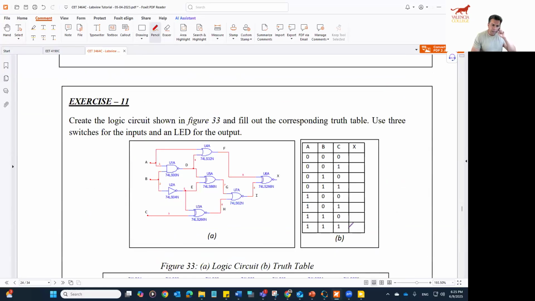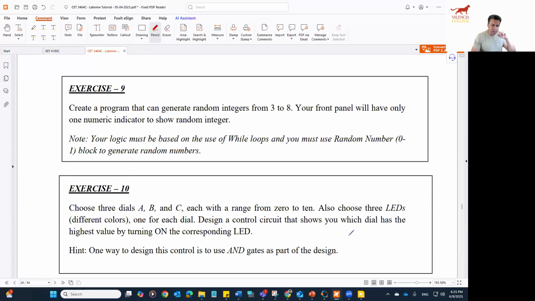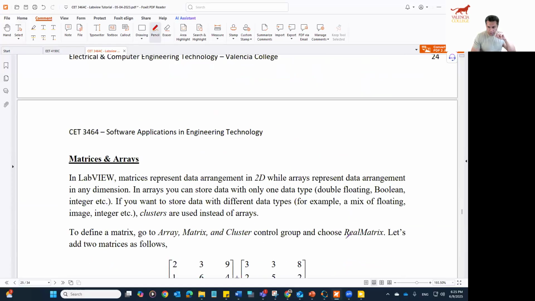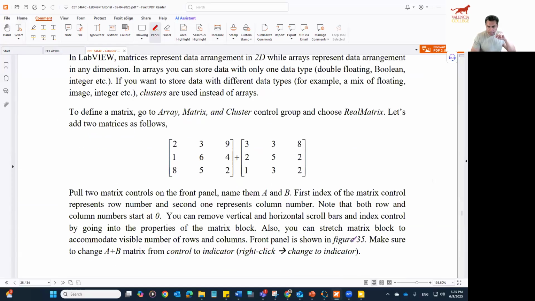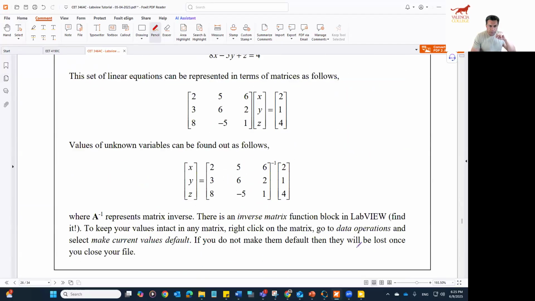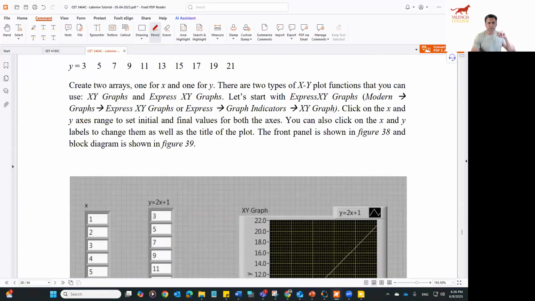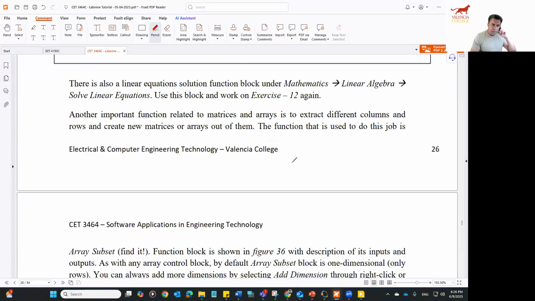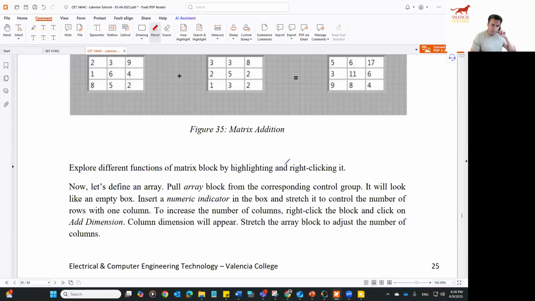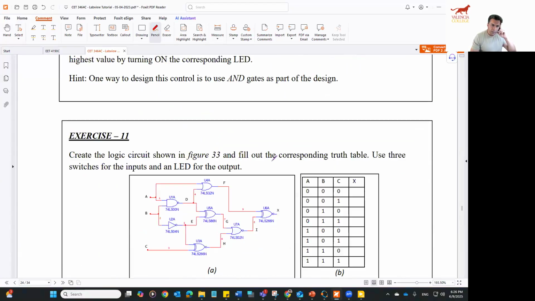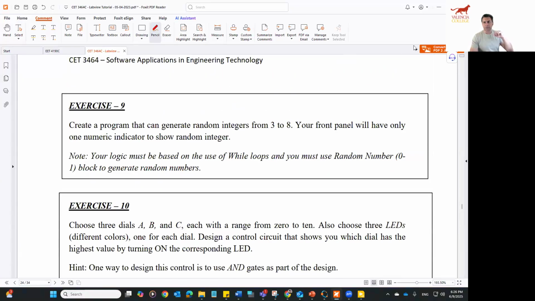All right. And we just have 3 exercises and then we are pretty much done for today. So it's a short class. Matrices and arrays next week, and then your graphs. So not that much work is left for next week. Okay, let's go back and discuss the 3 exercises that we have.